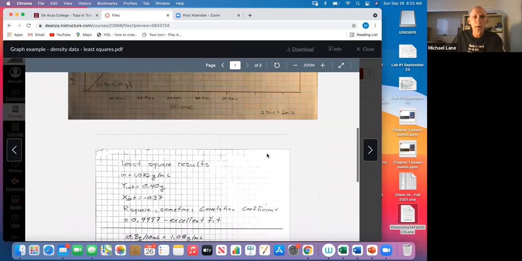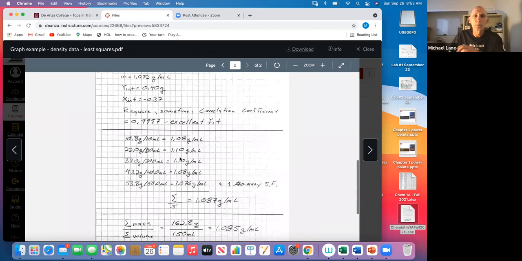So what did I mean by averages? So note that this data right here is the same data that was in that table. And if I take 10.8 divided by 10, of course, I get 1.08 grams per milliliter. And likewise, each one of those separate data points can be used to calculate the density of that liquid. And I've got them all right here. And see, they are all very nearly the same, not exactly, but very nearly the same.